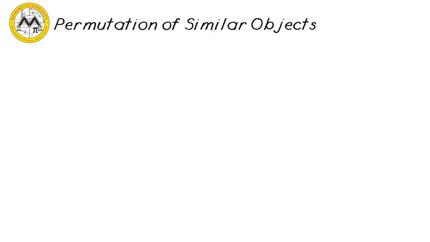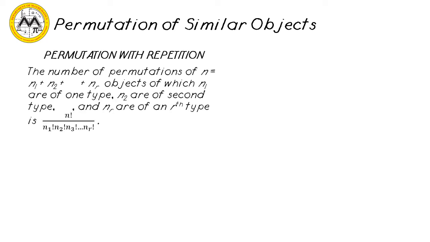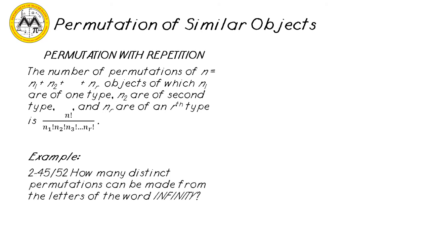Permutation of similar objects. If you will be having arrangements of similar objects wherein you can't distinguish one from the other, we will be having the permutation with repetition. For example, the word infinity. There is a repetition of items I and N. So for I, we have 3. For N, we have 2. And then F, T, and then Y. So that would be 1 each.